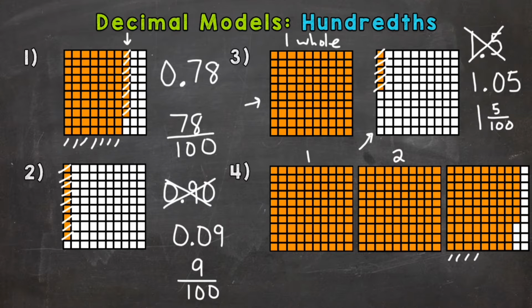On to the last one here, number 4, where we have 1 whole, 2 wholes, and then 10, 20, 30, 40, 50, 60, 70, 80, 1, 2, 3, 4, 5, 6, 7. So 2 and 87/100ths. So 2 wholes and 87/100ths. Or with a fraction, 2 and 87/100ths.